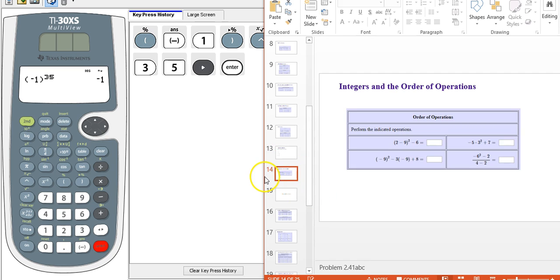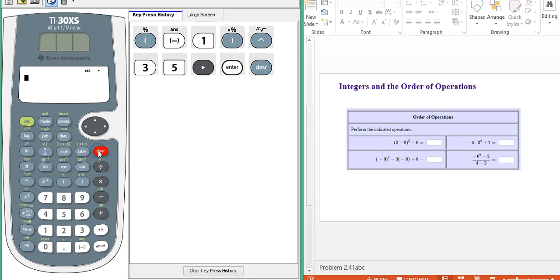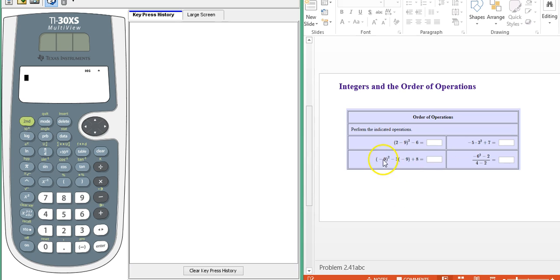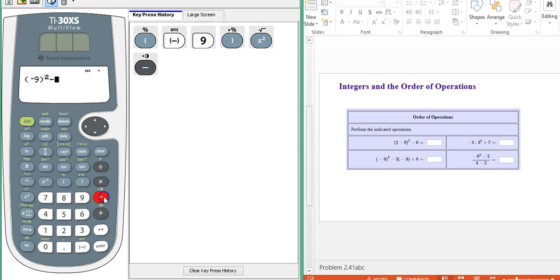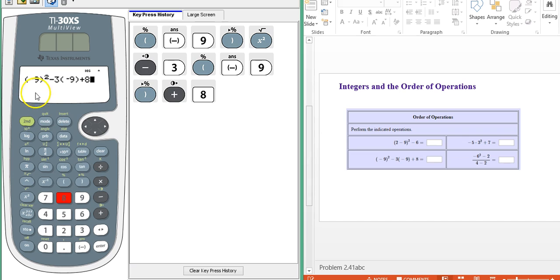On this last slide, we're going to look at some order of operations when we have exponents. Let's do the first one in the second row. So parentheses, the negative 9 goes in parentheses. I'm going to square it. Subtraction, minus 3, parentheses, then we have a negative 9. Close the parentheses, plus 8. Now I'm going to refer back to our work to make sure it's correct. Hit enter, and we get a result of 116.